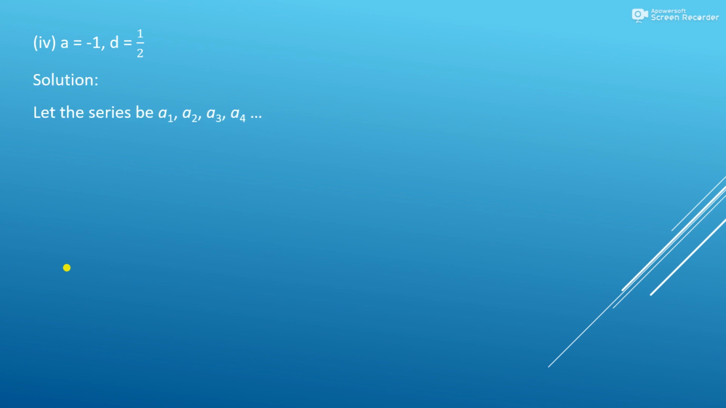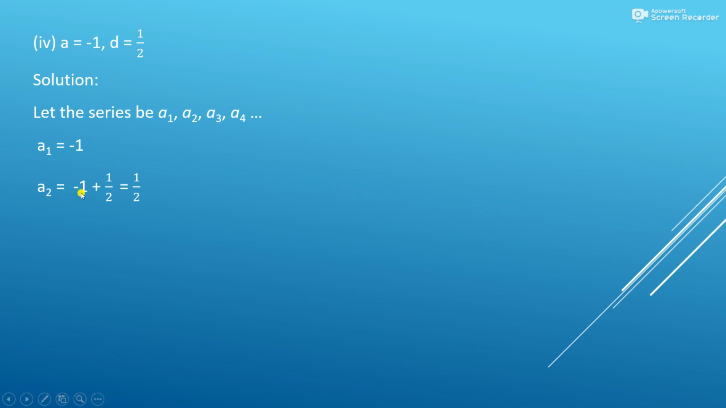They have given A is equal to minus 1 and D is equal to 1 by 2. That is, first term is minus 1, difference is 1 by 2. Let the series be A1, A2, A3, A4. First term they have given, A1 is equal to minus 1. Second term we have to find out. How do you find the second term? By adding difference to the first term. Difference is 1 by 2. First term is minus 1.